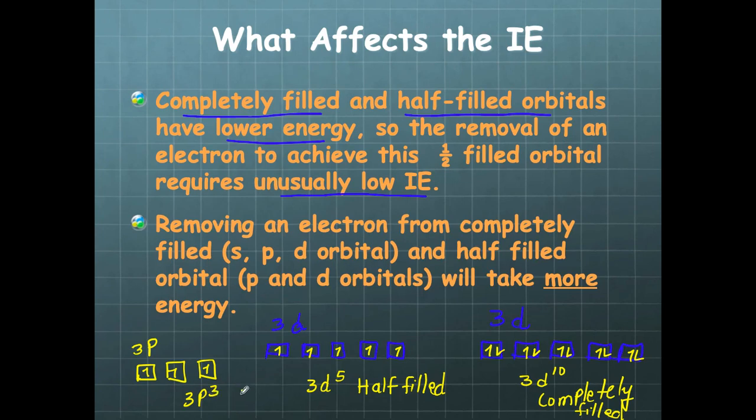And again, this is 3p6. That means there are 6 electrons in this: 1, 2, 3, 4, 5, and 6. This is much more stable, and this is also stable as compared to incompletely filled p orbitals. So to remove an electron from these more stable electron configurations would require more energy, and that's what we are going to see on the next slide.